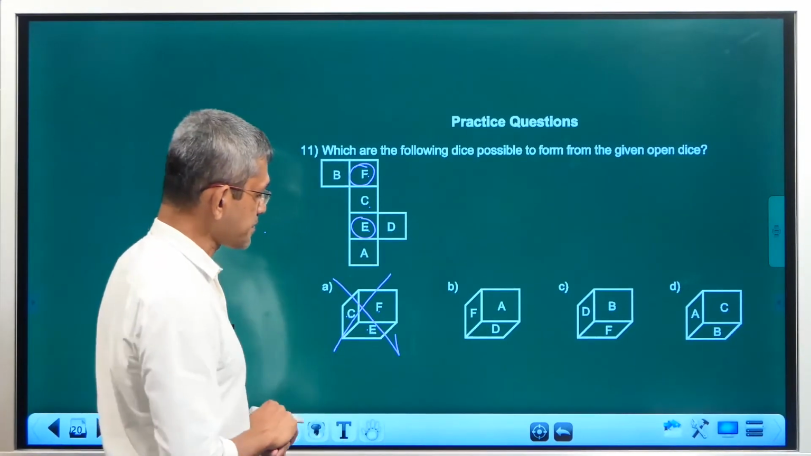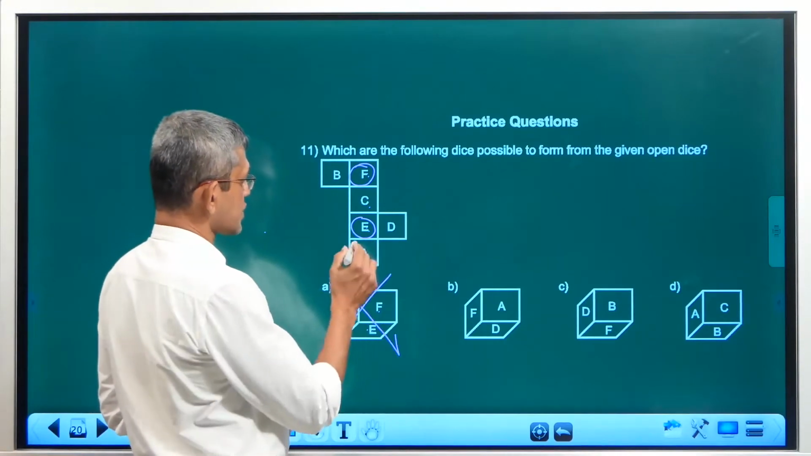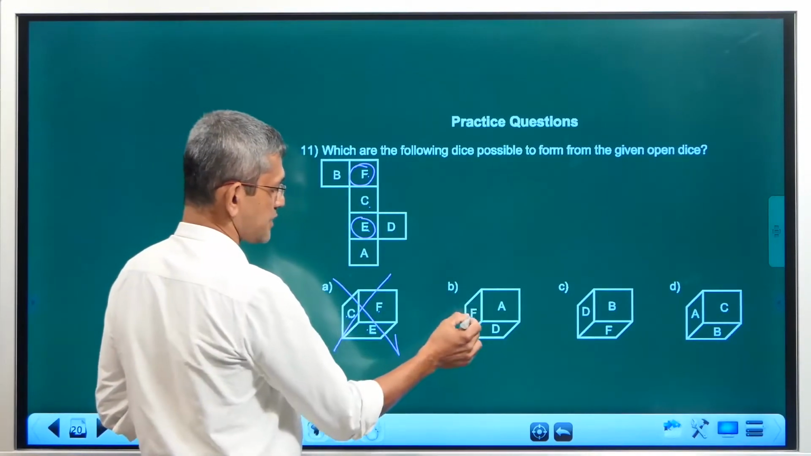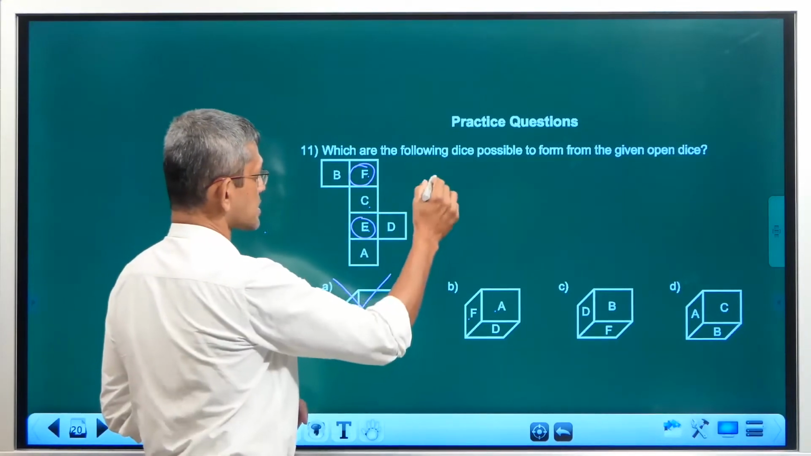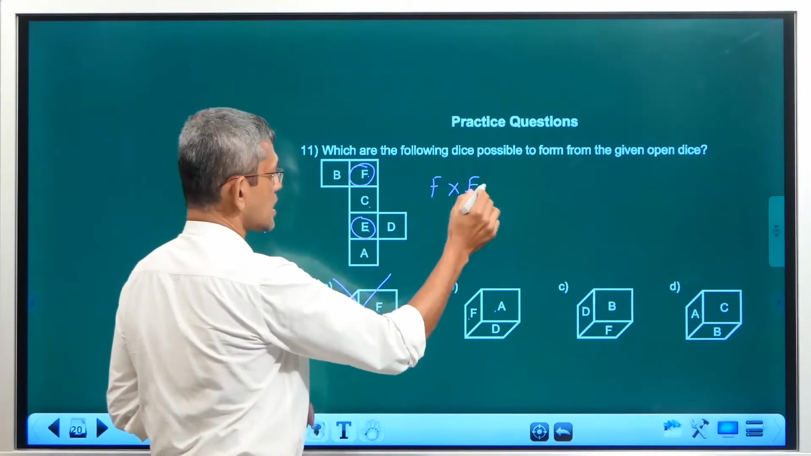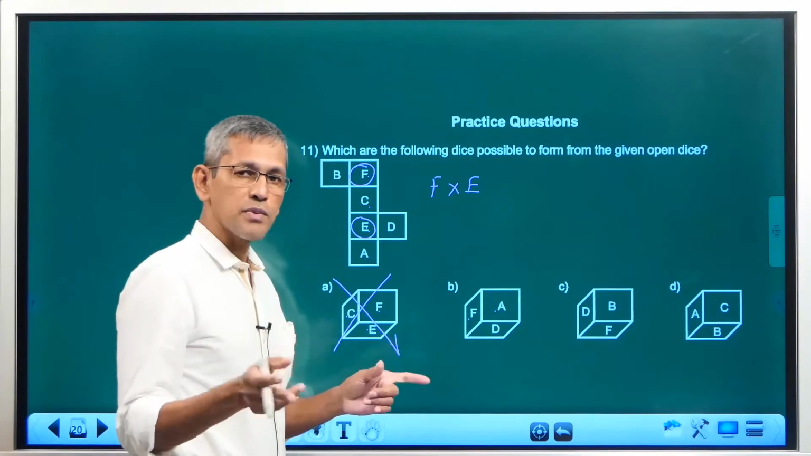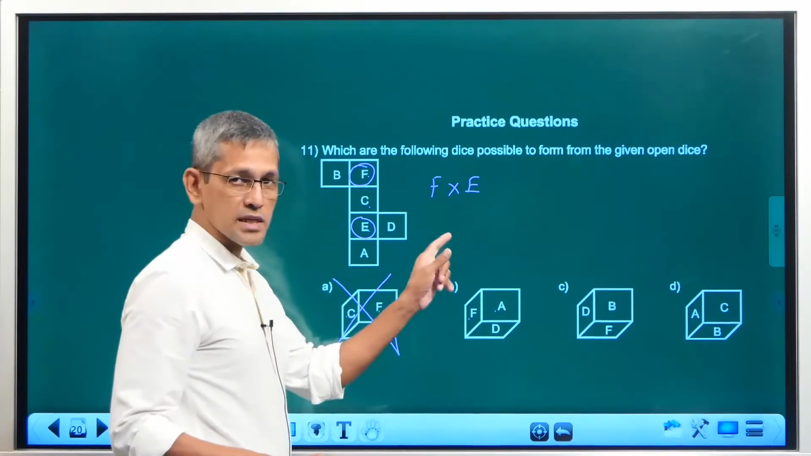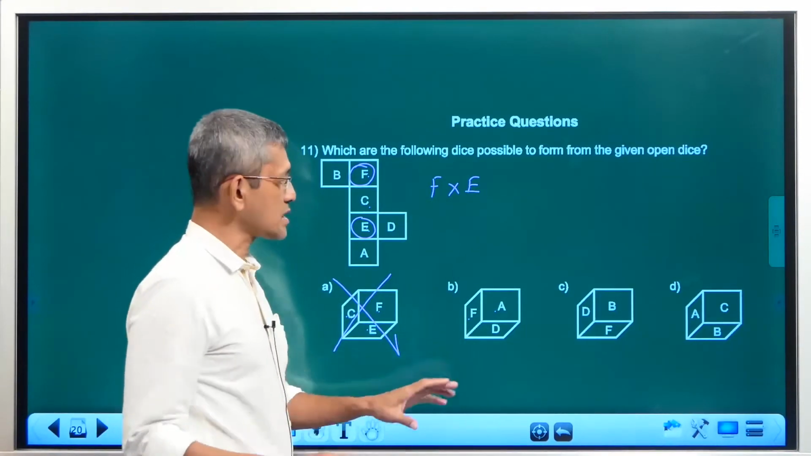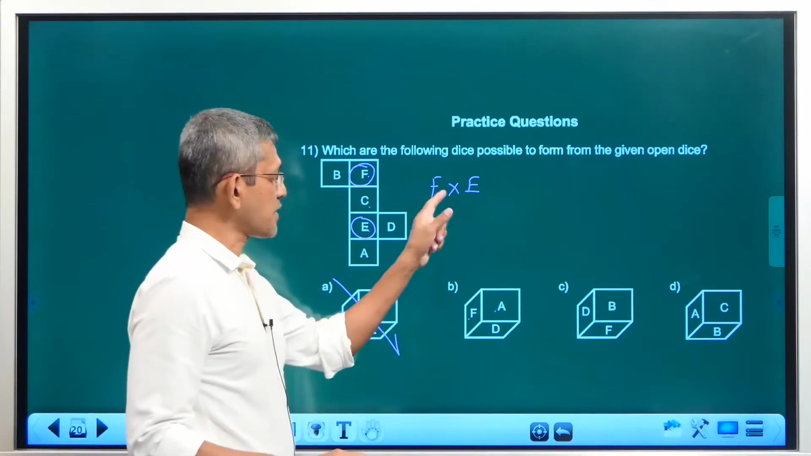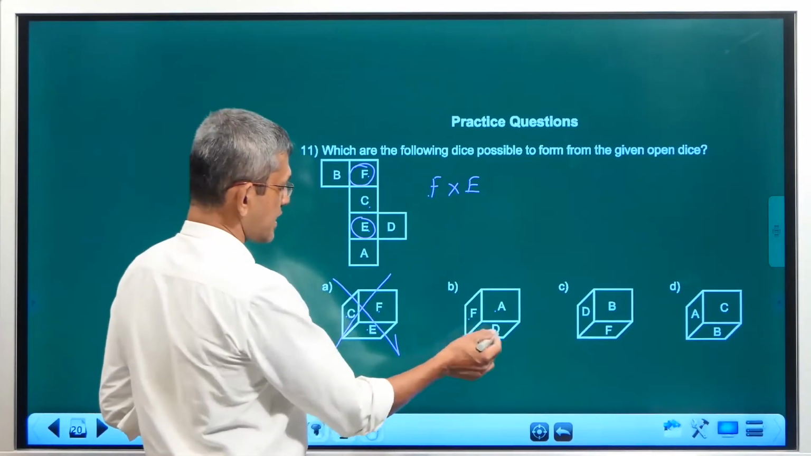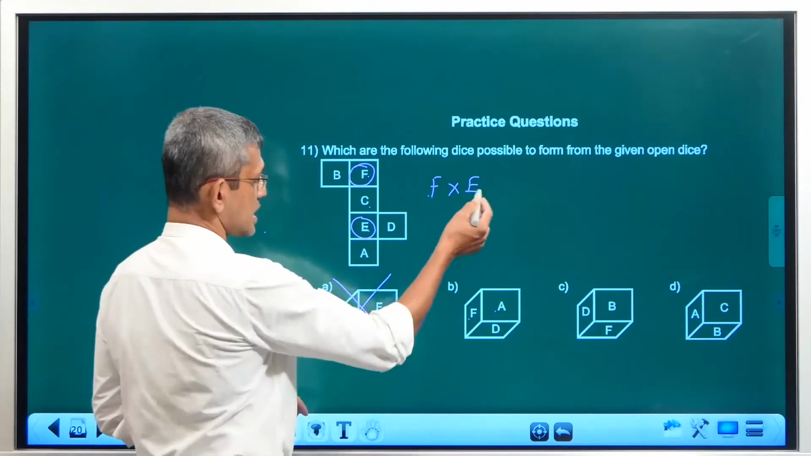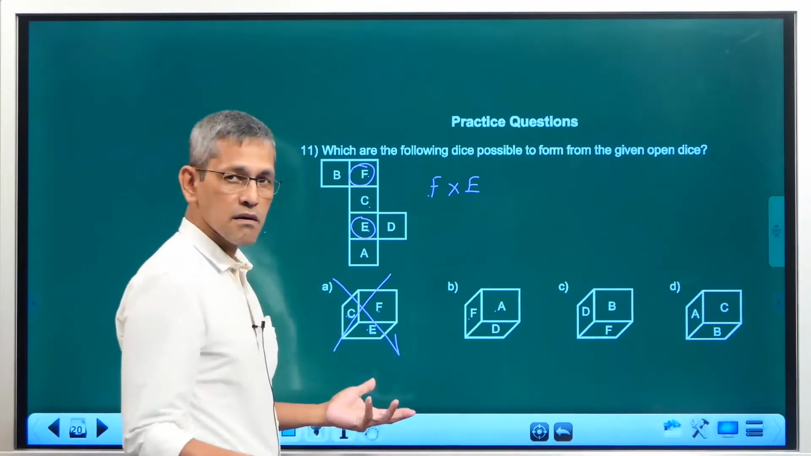Second answer choice. Well, F and A. So F is here, A is here. F and A can be adjacent. The reason for that: F and E are opposite. If F and E are opposite, no other letter can be opposite to F. So any other letter like A or B or whatever it is must be adjacent to F. So if F and E are opposite, then F and A must be adjacent.